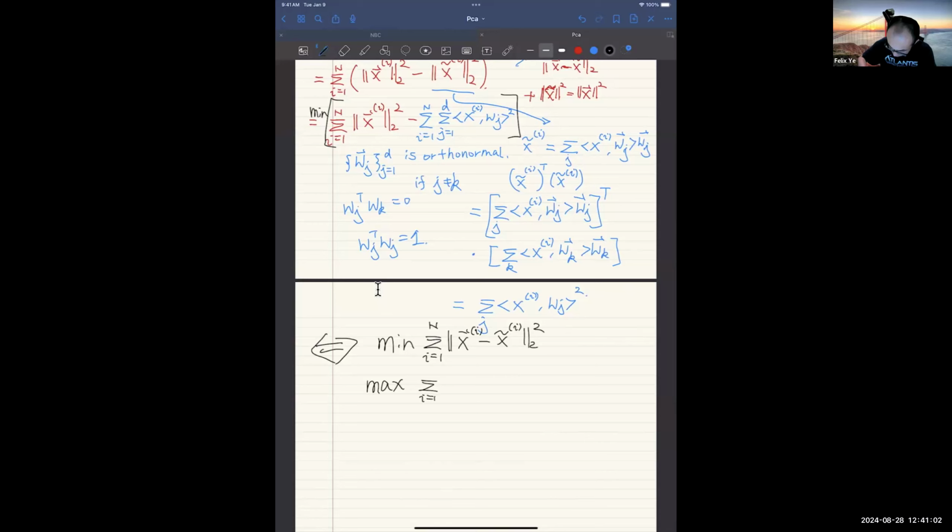the summation i from 1 to n, summation j from 1 to d, x of i, wj squared. So this actually has a name. It's basically the variances of the projections.